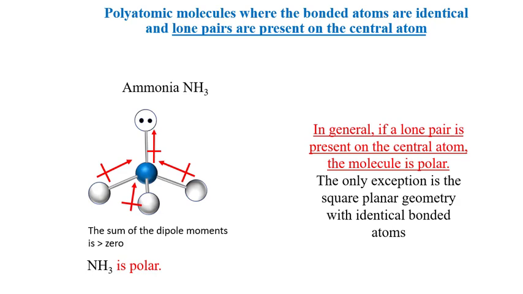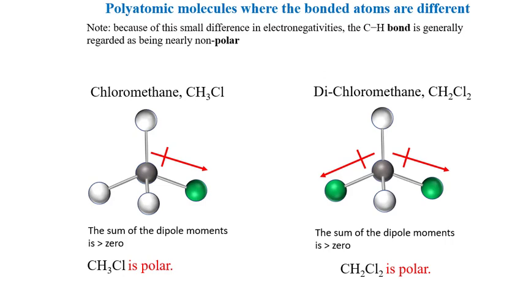So in general, if you have a lone pair on the central atom, your molecule is polar. You have an exception, the square planar geometry with identical bonded atoms, that is going to be non-polar, because in that case the two lone pairs are on opposite ends, and so they do cancel each other.